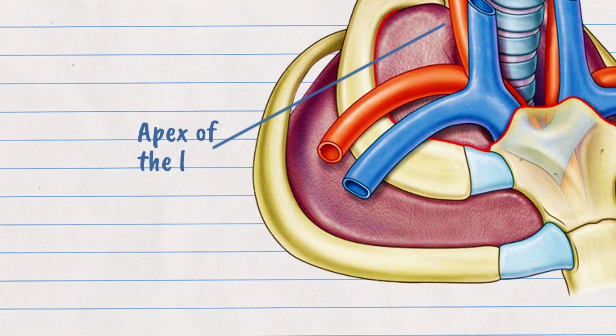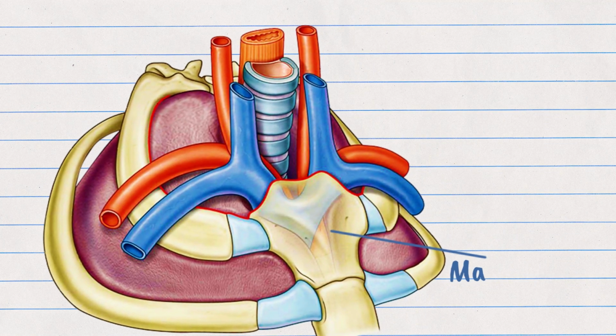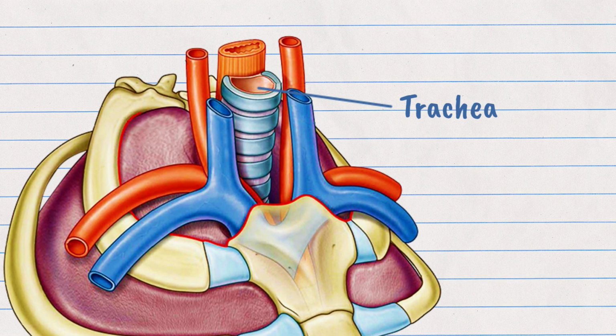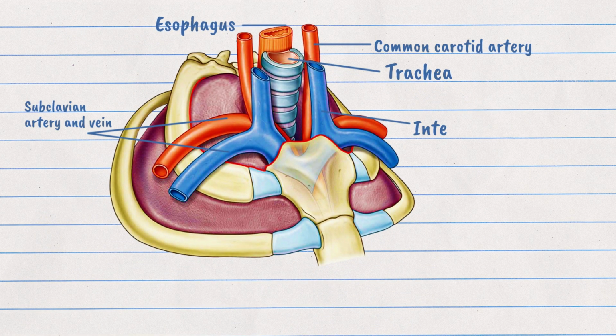The upper sections of each pleural cavity extend approximately 2 to 3 centimeters above the first rib and its costal cartilage, projecting into the neck. Nestled between these pleural extensions, vital structures traverse from the neck into the superior mediastinum. Centrally, the trachea lies just anterior to the esophagus, while major blood vessels and nerves pass through the superior thoracic aperture.